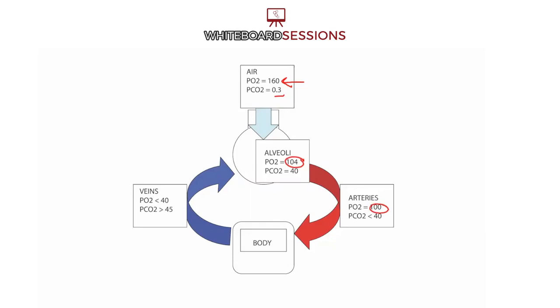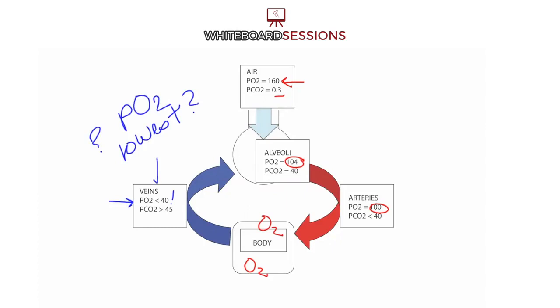But let's go through here. So now we're going through the body and we're dumping oxygen to those tissues and cells that need it most. And then check out the veins. Look at the veins, and that the partial pressure of oxygen is less than 40. So much less, obviously, than in the arteries or the alveoli. So if they ask you a question on the test asking where the partial pressure of oxygen is the lowest, the answer would obviously be the veins.